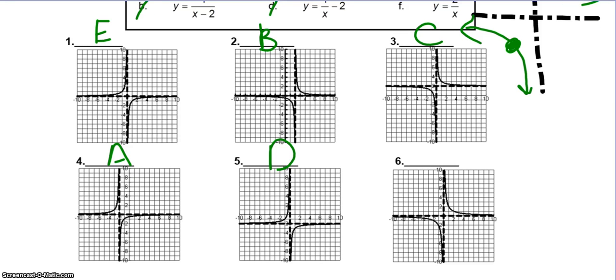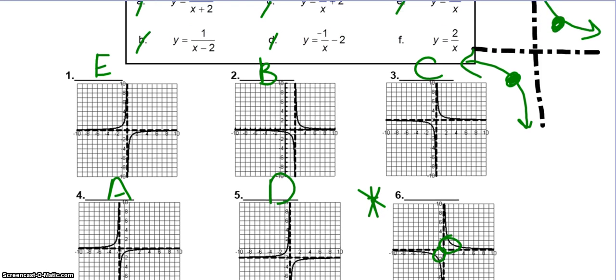Alright, last one, number 6. Just like number 2 and 3, 6 is not reflected. However, if you notice, it does not go through the point 1, 1, or negative 1, negative 1. Since it does not go through those points, it's a stretch. If it was closer to the x-axis or the origin, it would be a compress. But since it's further away, it's a stretch. So that means our a has to be greater than 1. I would be starting this problem on your paper, by the way. So since our a is greater than 1, the answer is F. Or if you use process of elimination, you know your answer is F.